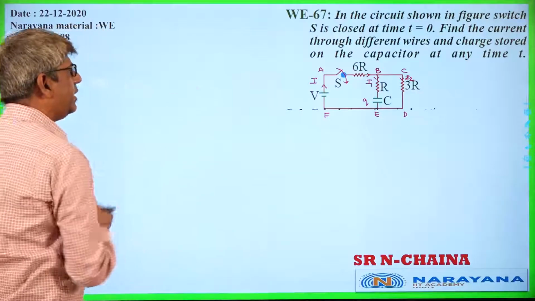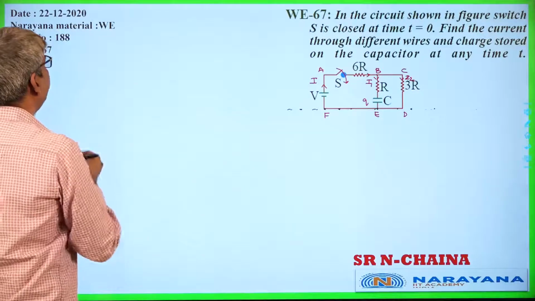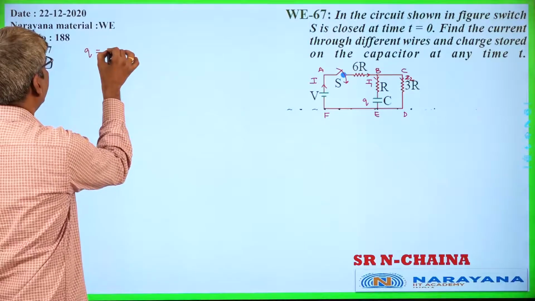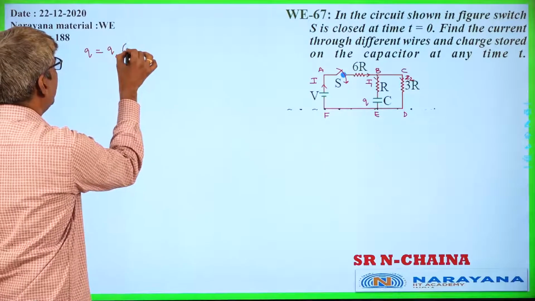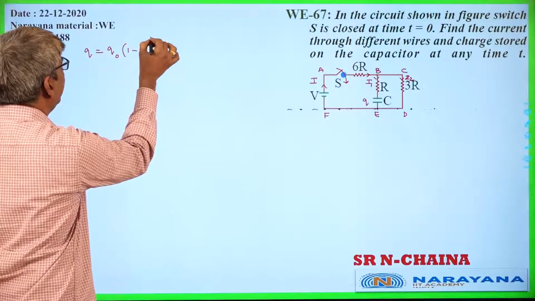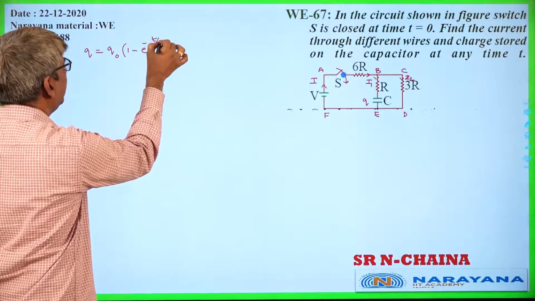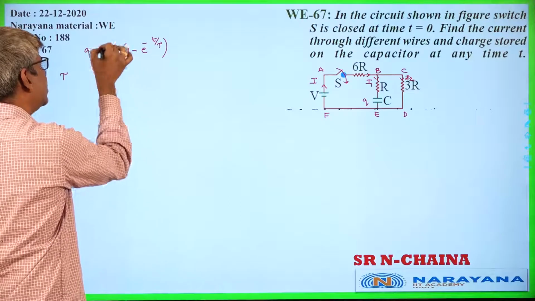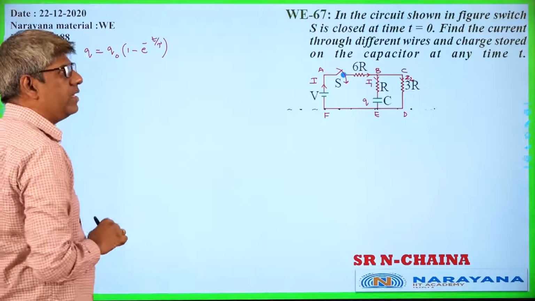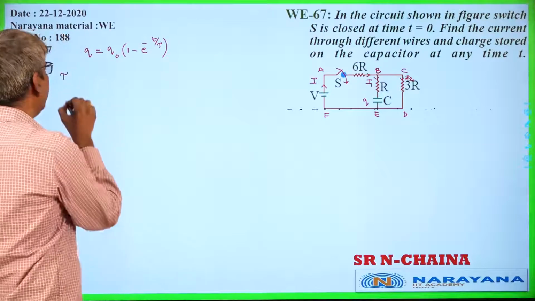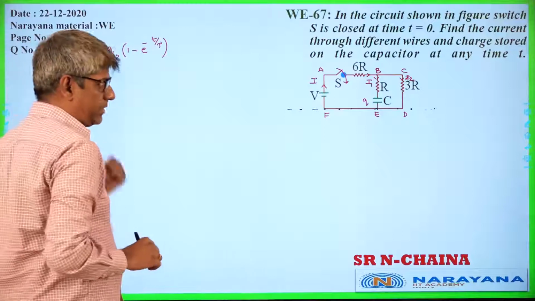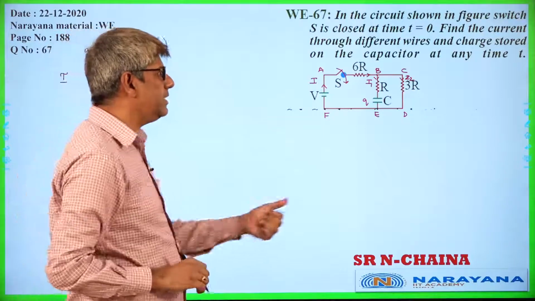To find the value of charge Q, as we know, Q is equal to Q0 into 1 minus e power minus t by tau. So first we have to find the value of tau, and next find the value of the maximum charge on the capacitor. First of all, finding the time constant of the CR circuit.